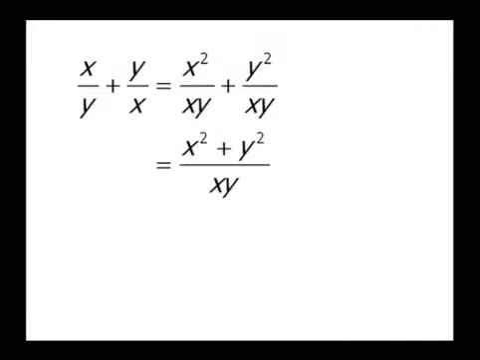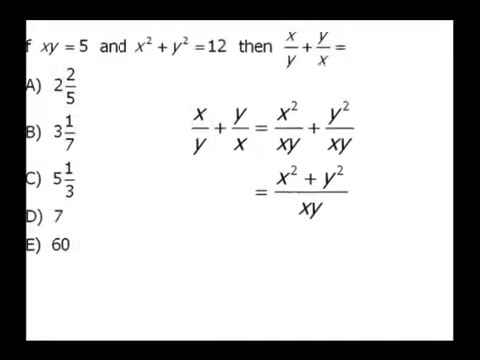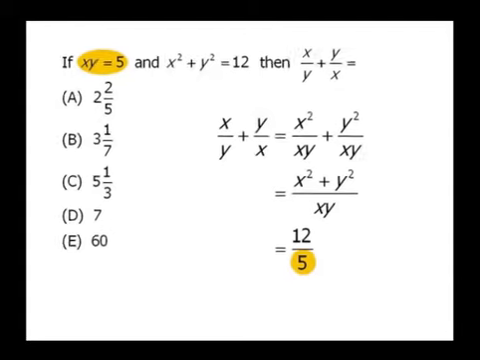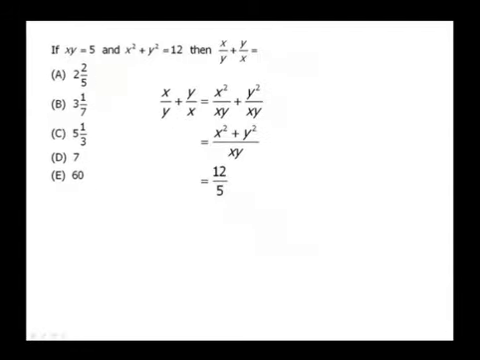Notice that the numerator here is x squared plus y squared. And earlier we are told that x squared plus y squared equals 12. So we now know that our numerator is 12. Also notice that our denominator is xy. Well, we are told that xy equals 5, so our denominator is 5. We now need to take this fraction and rewrite it as a mixed fraction. This is equivalent to 2 2/5, so our answer is A.